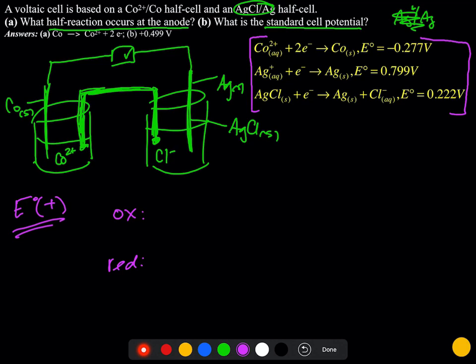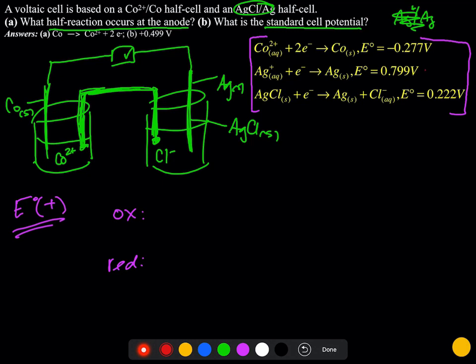Let's do reduction first, because that's the one I think is easiest. We're going to use these reactions as written, because they're always written as reductions, and these are my E reduction values. And we know it's reductions because electrons are on the reactant side. So, looking at my choices, we can reduce cobalt for a negative 2.277. We can reduce silver ions, or we can reduce silver chloride.